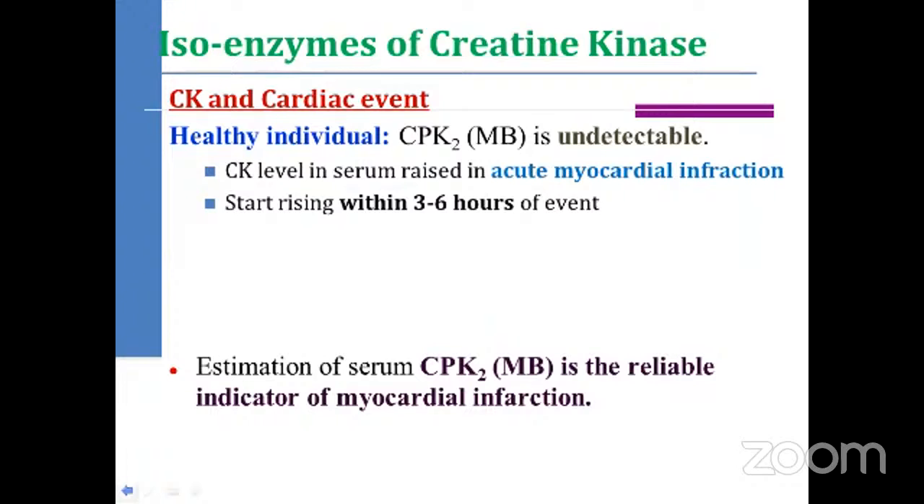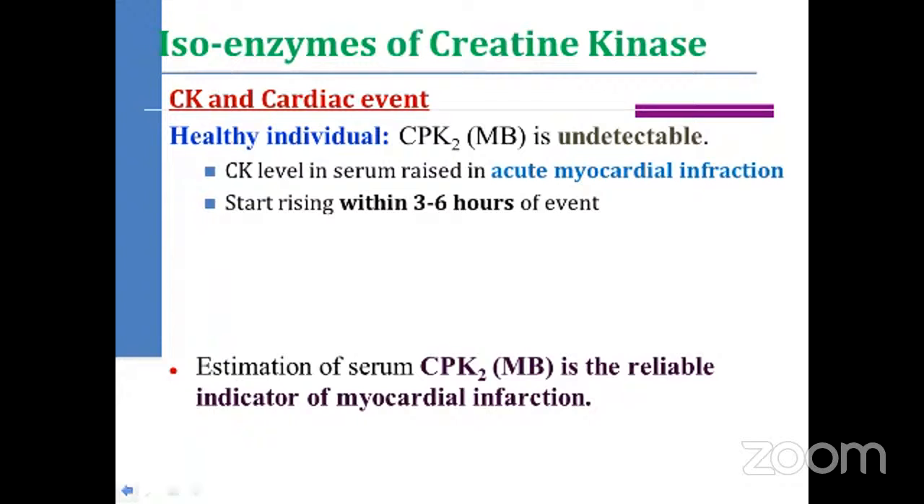So what is the significance or the use of studying these isoenzyme forms? Here you see in a healthy individual the level of CK2, this is also called CPK, creatine phosphokinase, MB type, is undetectable, but the level is increased in case of myocardial infarction. So this is the enzyme used for the diagnosis of myocardial infarction. And the level starts rising within 3 to 6 hours of the event. This is the early marker for myocardial infarction.